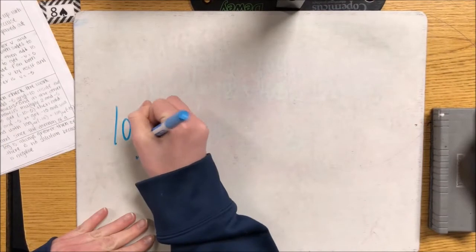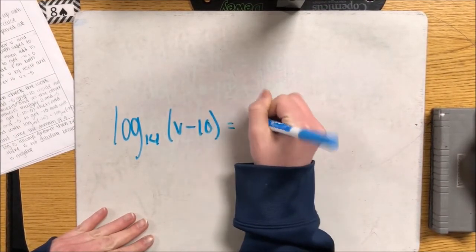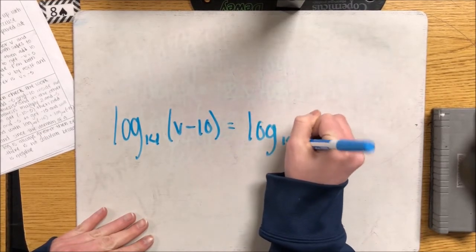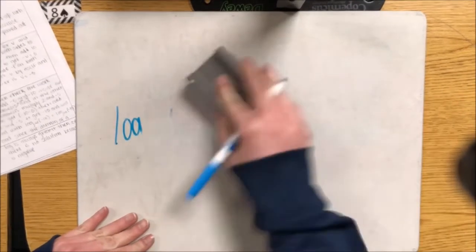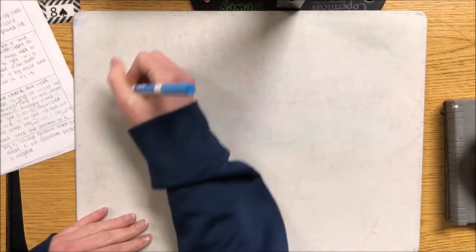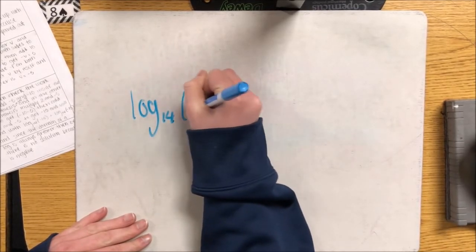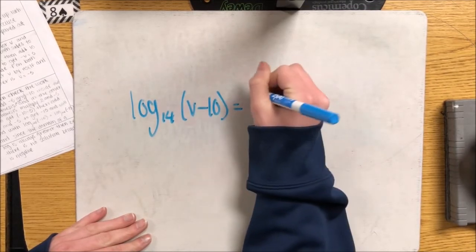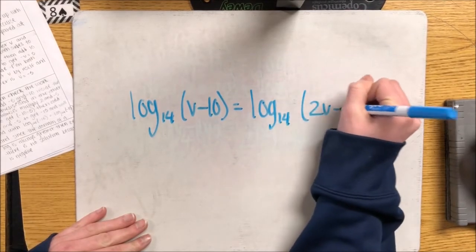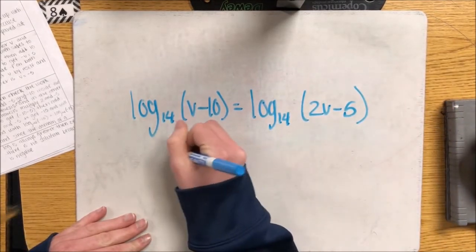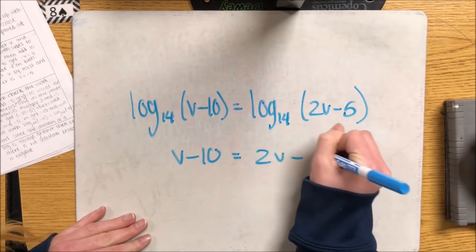Our third problem is log base 14 of b minus 10 equals log base 14 of 2b minus 5. Solve for b. Log base 14 is on both sides, so they compare out. Then you will end up with b minus 10 equals 2b minus 5 because log base 14 was compared out.